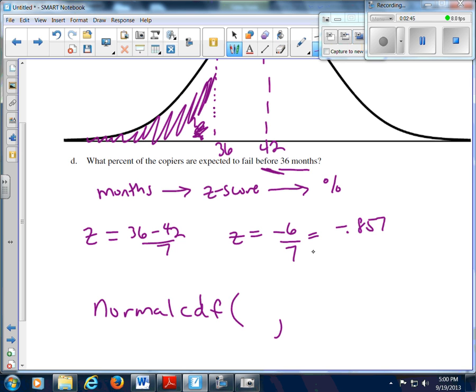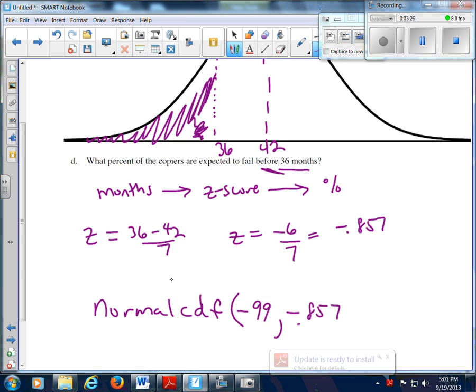So is my z-score of negative 0.857 going to be the upper or the lower? Well, it's going to be the upper in this case. So I put negative 0.857 for my upper into my calculator. Now I have to find the lowest z-score. Well, I don't exactly want the lowest, right? I want everything that comes before that. And what we do is we put negative 99 in for the lower limit, because my calculator doesn't understand negative infinity. So I'm going to put in negative 99.